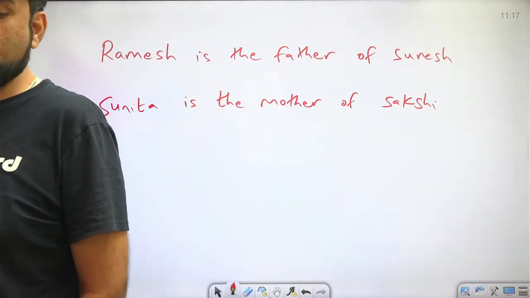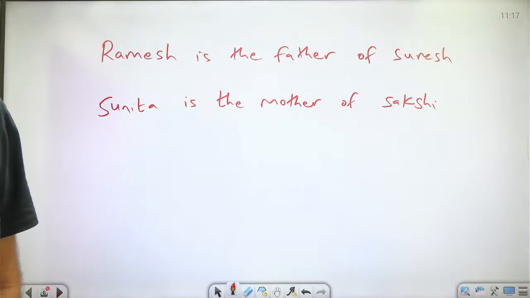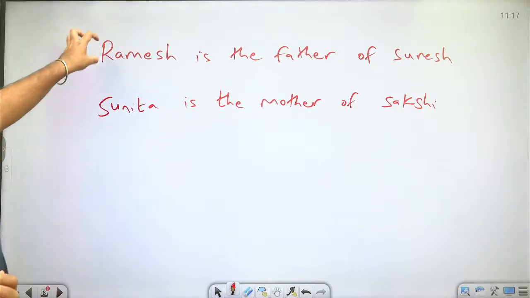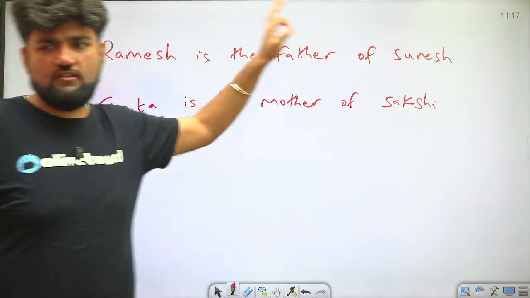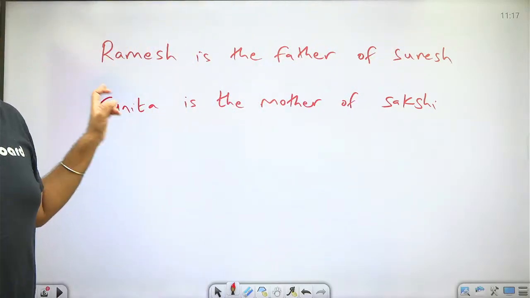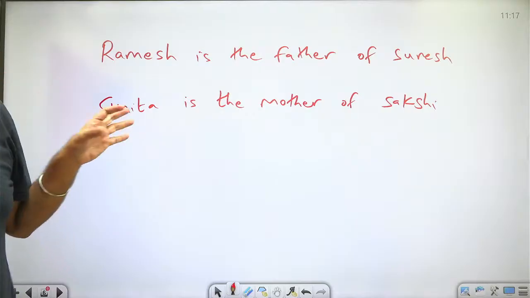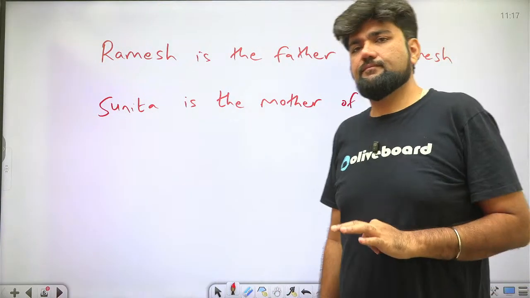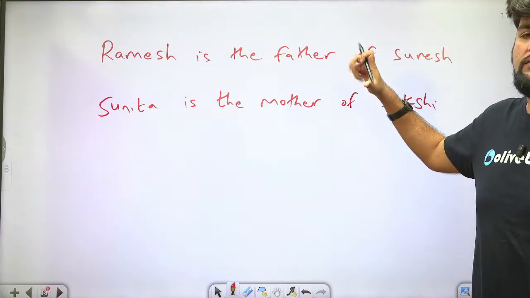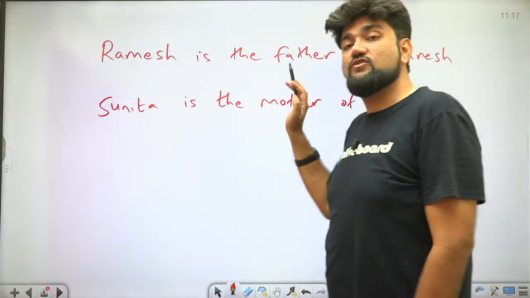Those of you who are watching the session right now, just give me an answer. So here, what can you read? What can you understand? Ramesh is the father of Suresh. Suresh is the son of Ramesh, correct? And Sunita is the mother of Sakshi. Sakshi is the daughter of Sunita. Am I right? It's clear? This much is clearly visible to everybody? Yes or no? Just put a yes or no in the comment box. Yes? Perfect.